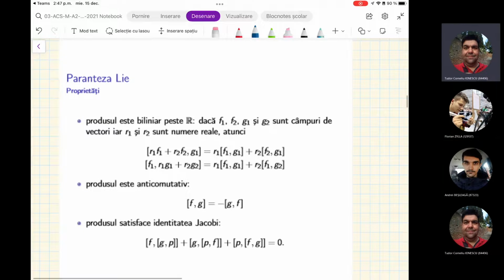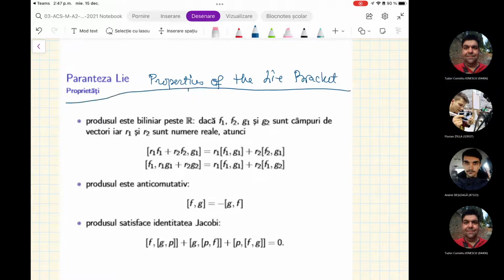Properties of the Lie bracket. So this is a bilinear product over R. F1 and F2 and G1 and G2 are vector fields, and r1 and r2 are real numbers. Then the Lie bracket of r1 F1 plus r2 F2 with G1 is r1 [F1, G1] plus r2 [F2, G1].